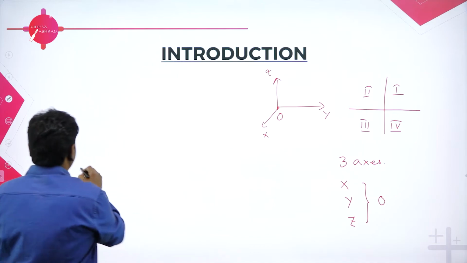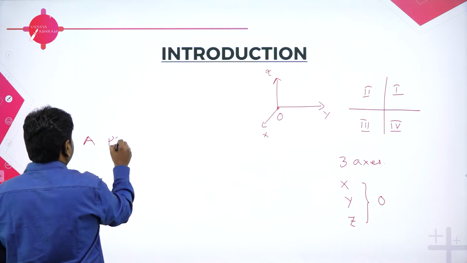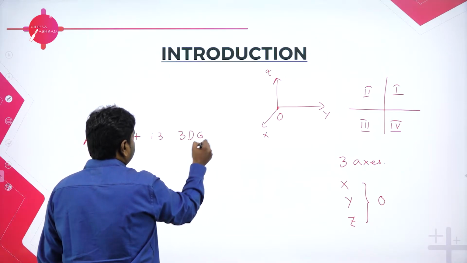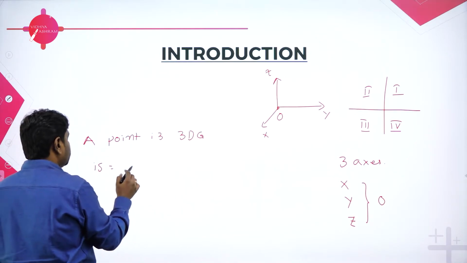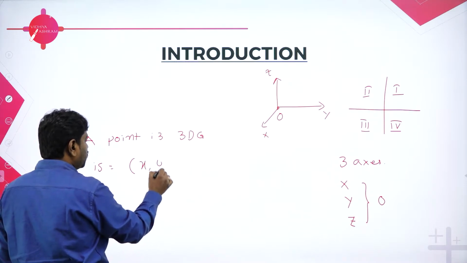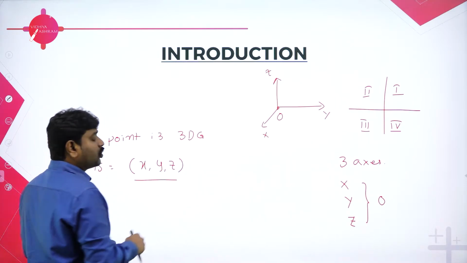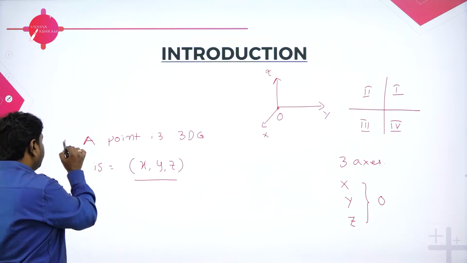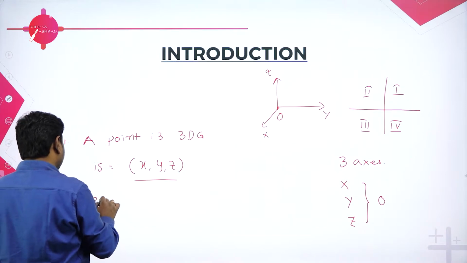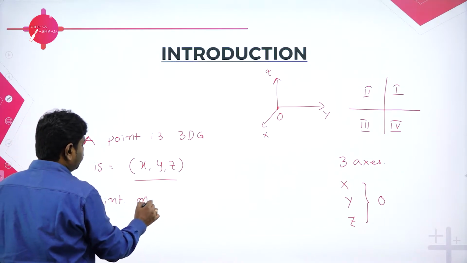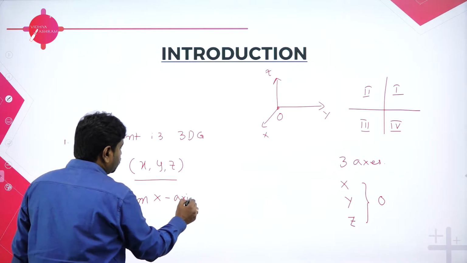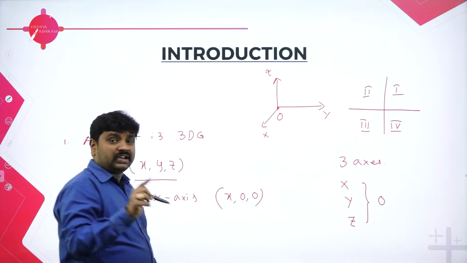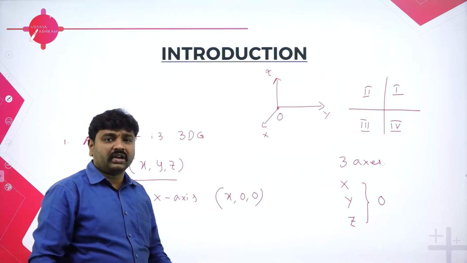So now a point in 3-dimensional geometry is represented as x comma y comma z. So point will have 3 coordinates, x coordinate, y coordinate and z coordinate. And if a point lies on x-axis, very interesting. If point is on x-axis, it will have only x value and y and z values will be 0. If a point is on x-axis, its y coordinate and z coordinate are 0.